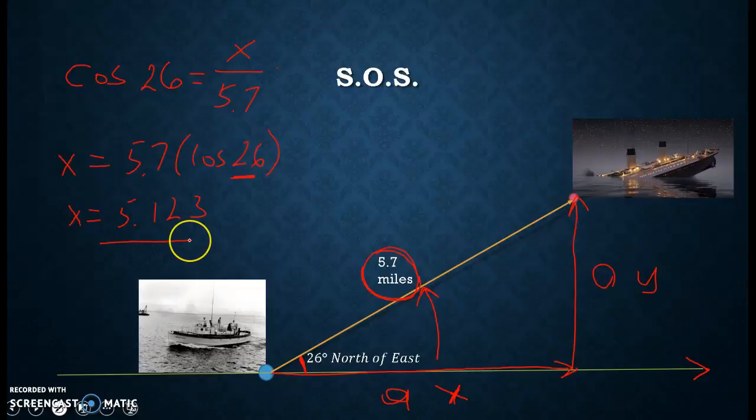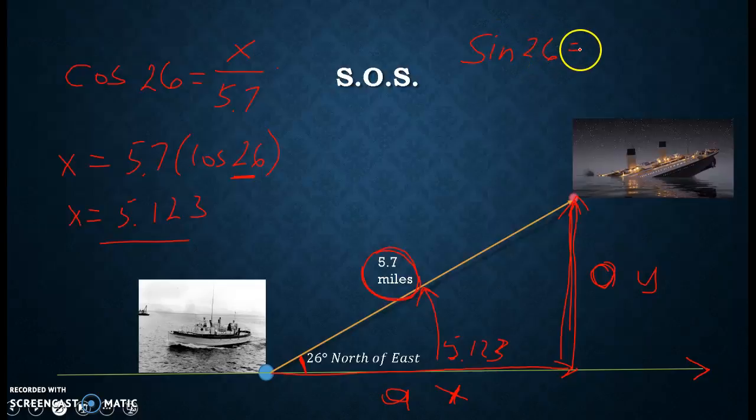So this is the horizontal component. We're going over 5.123 miles. But then we want to figure out the vertical component, the y value of this. Well, the y is the opposite side, and the opposite over the hypotenuse is the sine function. So I'm going to take the sine of 26 degrees equals the opposite side, which we're going to call y, over the hypotenuse, which is 5.7.